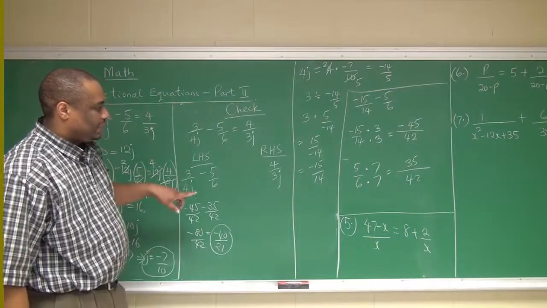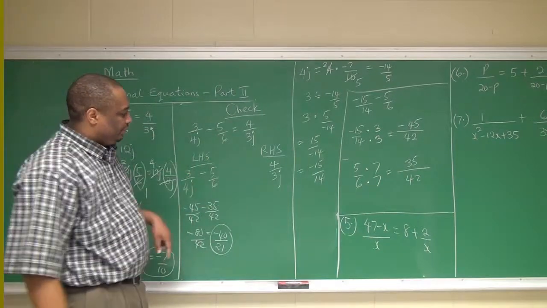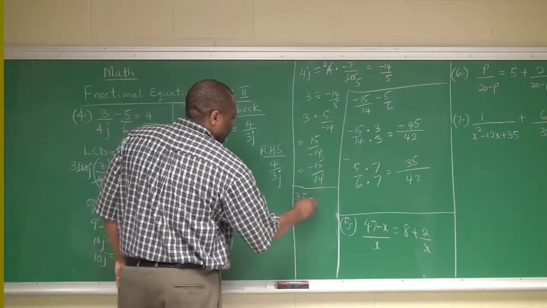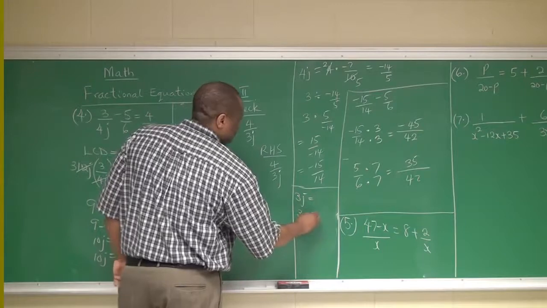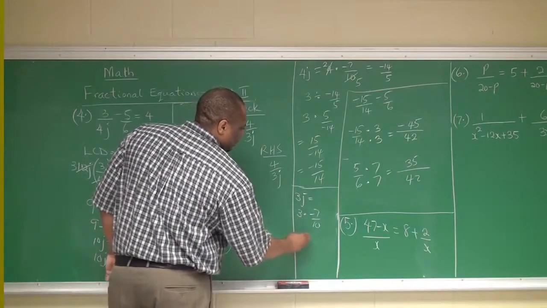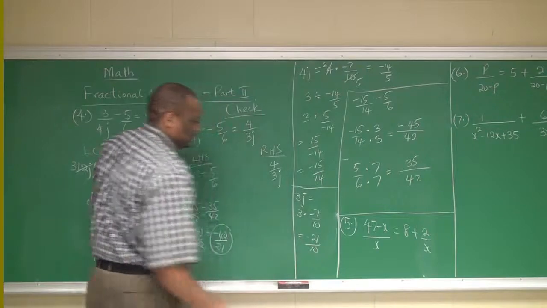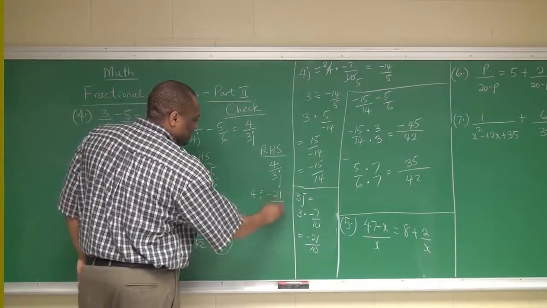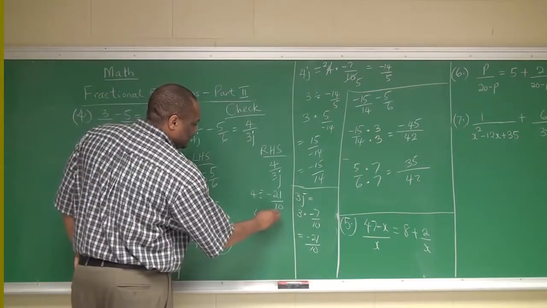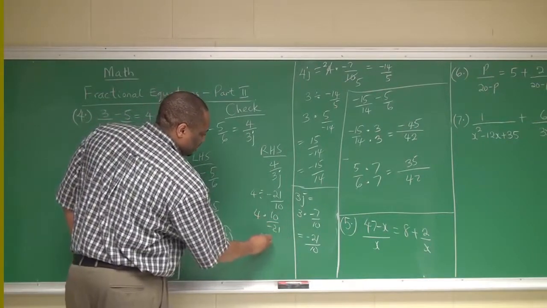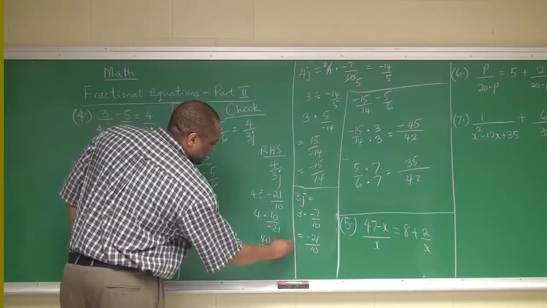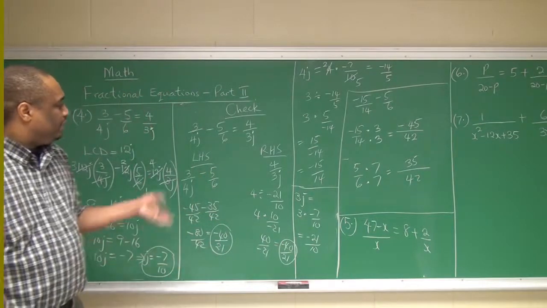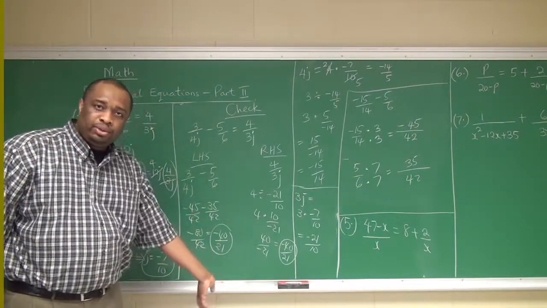Now let's do the right-hand side. Okay? Let's do 3j. 3j will give us what? 3j will give us 3 times negative 7 over 10. And that will give us negative 21 over 10. Then you do 4 divided by negative 21 over 10, which will be 4 times 10 over negative 21, which is 40 over negative 21, which is negative 40 over 21. So negative 40 over 21 on the left, negative 40 over 21 on the right.